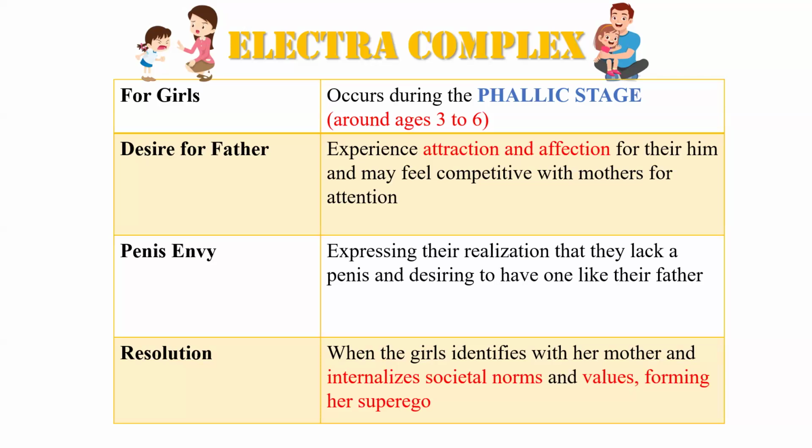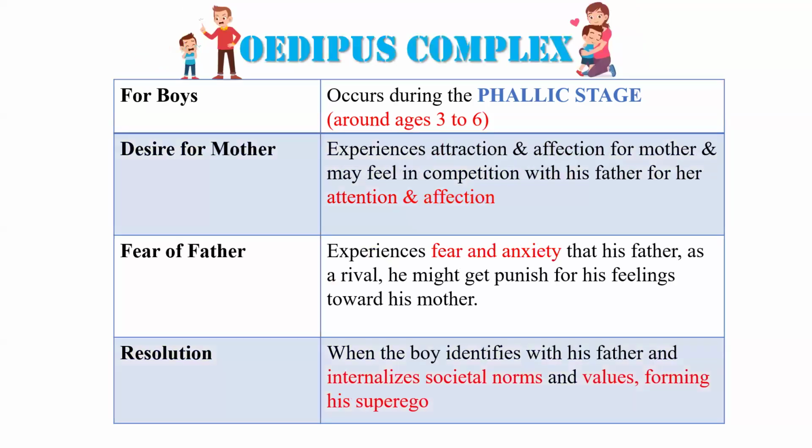The simple resolution is that the mother will be available throughout the journey of 3 to 6 years, and when the girl develops the superego at the age of 7, all the norms and morality will be formed and it will go away. The Electra complex will go away.